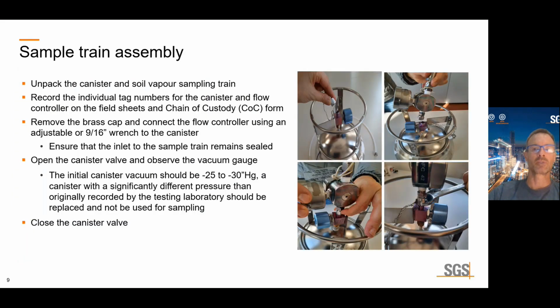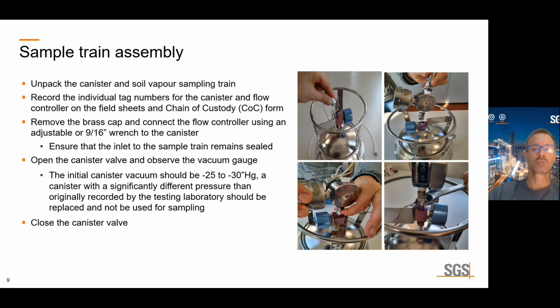Upon receipt of the equipment from the laboratory, the first thing that a consultant will do is unpack the canister and unpack the flow controller. Consultants will record the individual tag numbers for the canister as well as for the flow controller. These are recorded on the field sheets and chain of custody forms. You will then need to remove the brass cap from the inlet of the canister and connect the flow controller using an adjustable or a 9/16-inch wrench.